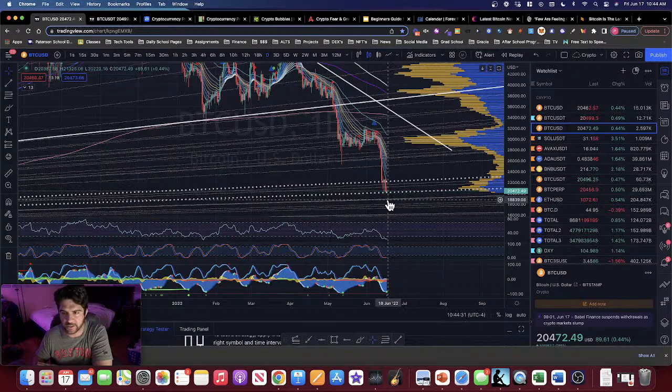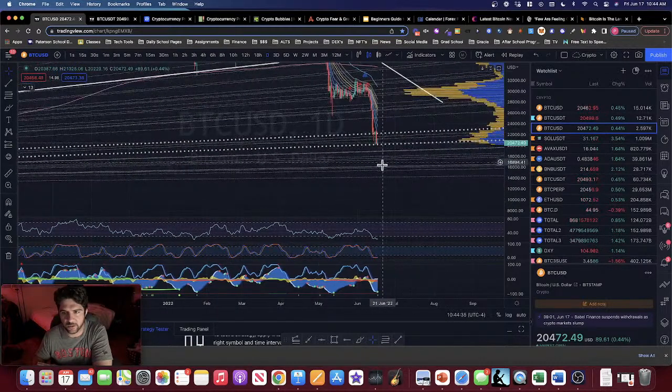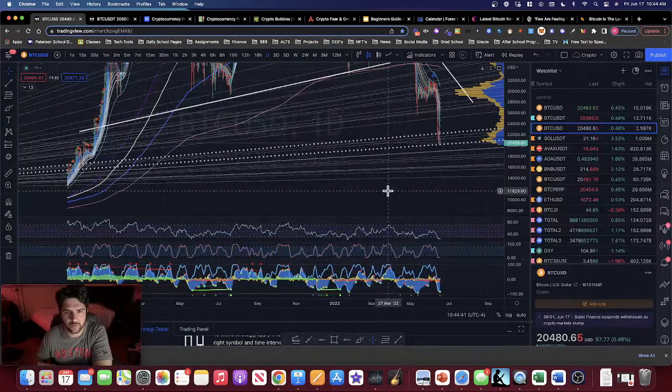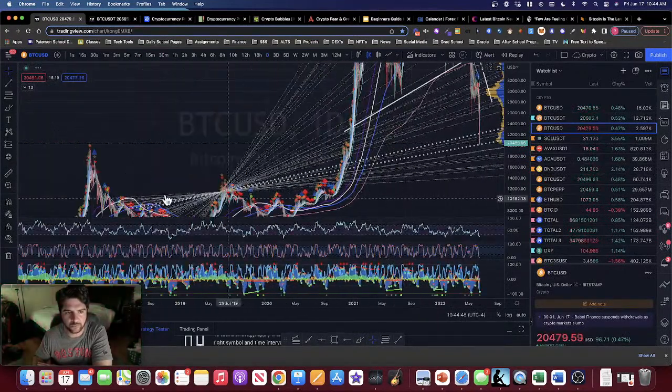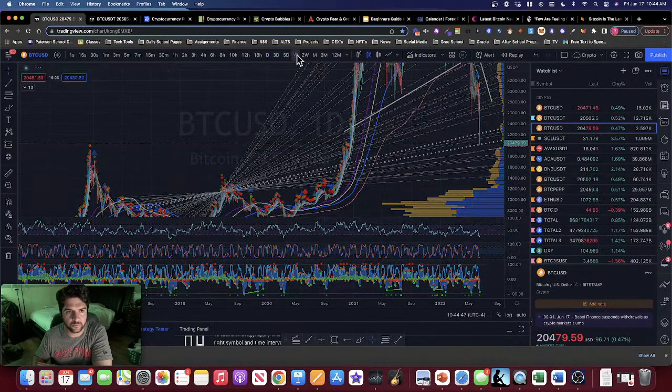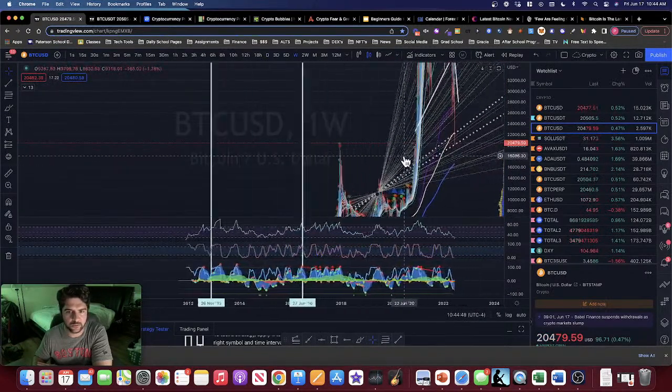This spider line is sitting at like 19,000, and then you got all these. I don't have any spider lines past that. I really don't. Might have to draw some other spider lines.